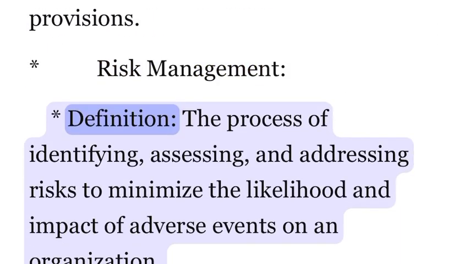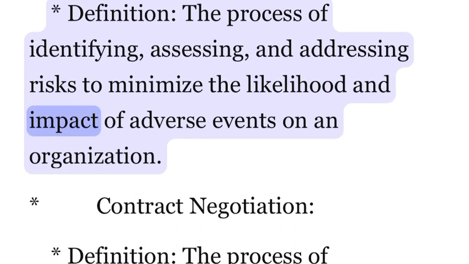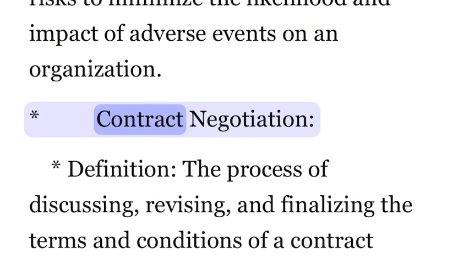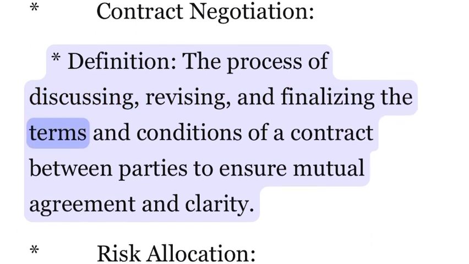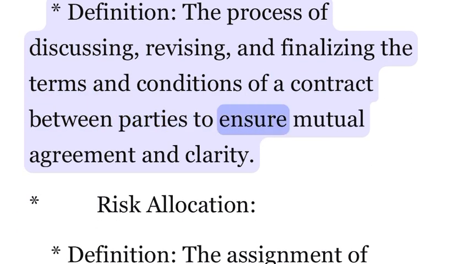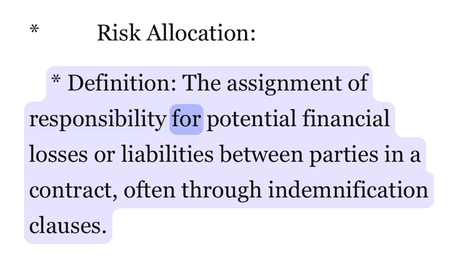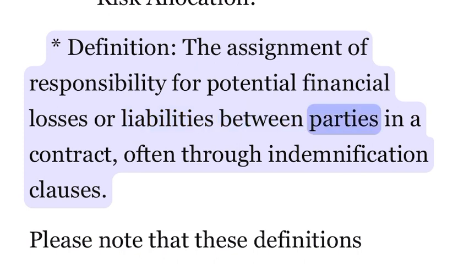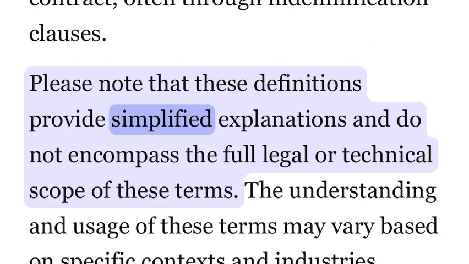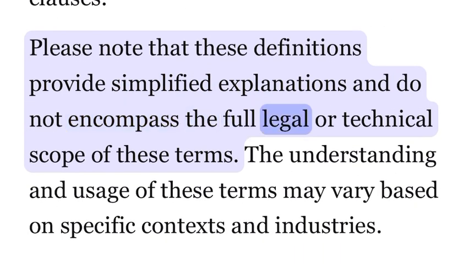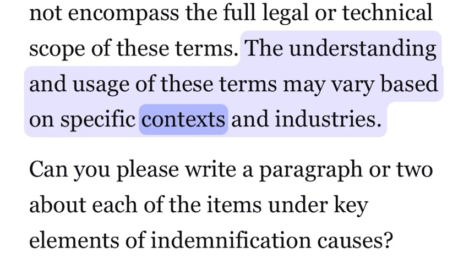Risk management. Definition: the process of identifying, assessing, and addressing risks to minimize the likelihood and impact of adverse events on an organization. Contract negotiation. Definition: the process of discussing, revising, and finalizing the terms and conditions of a contract between parties to ensure mutual agreement and clarity. Risk allocation. Definition: the assignment of responsibility for potential financial losses or liabilities between parties in a contract, often through indemnification clauses. Please note that these definitions provide simplified explanations and do not encompass the full legal or technical scope of these terms. The understanding and usage of these terms may vary based on specific contexts and industries.